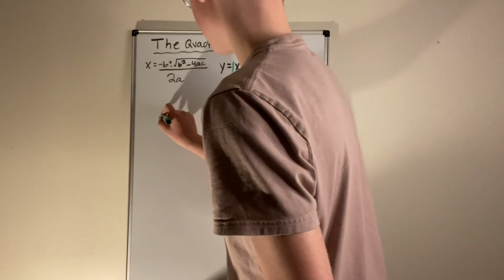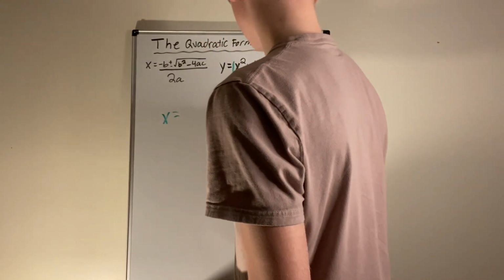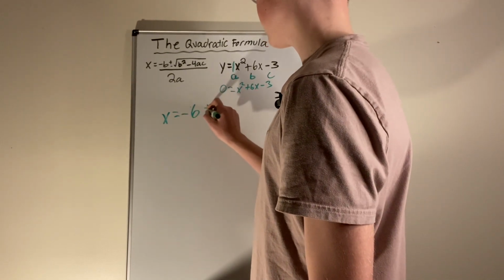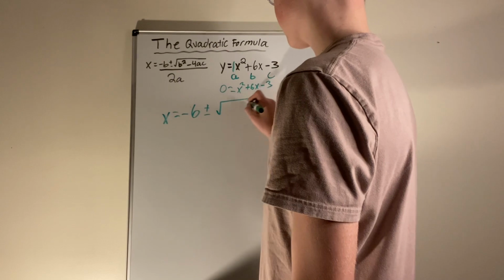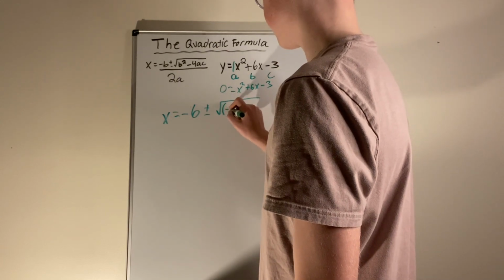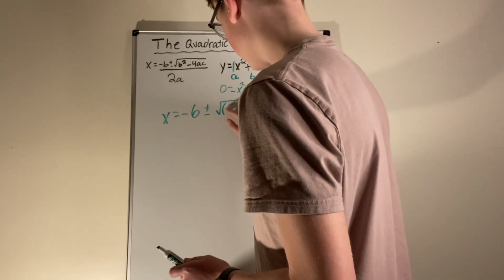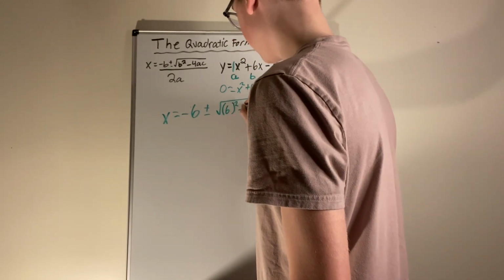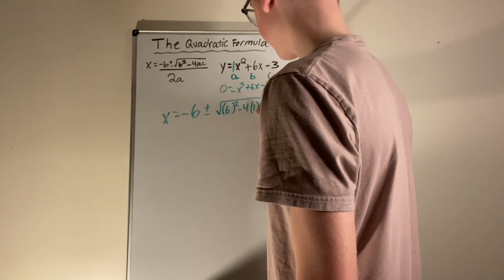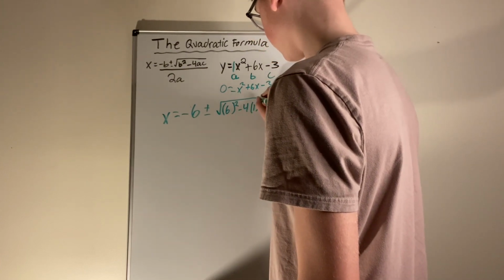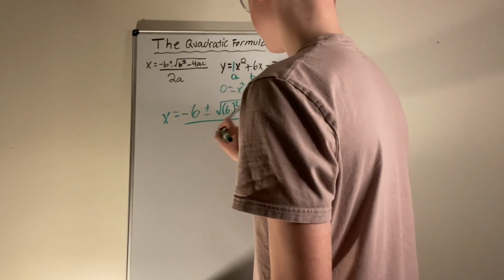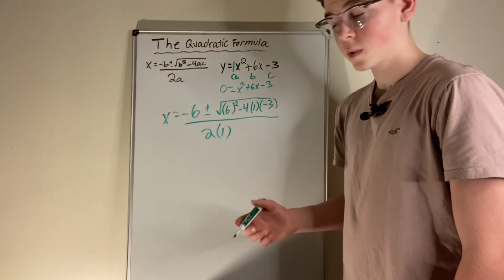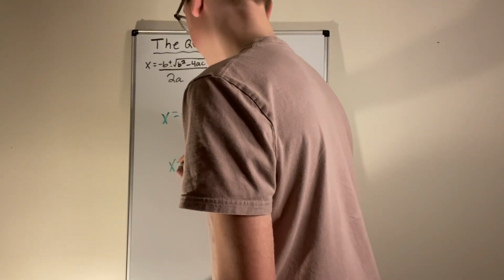So x equals, our b value is 6, so negative 6 plus or minus b squared. So that is just 6 squared minus 4 times a times c, all over 2 times a. Makes sense so far?